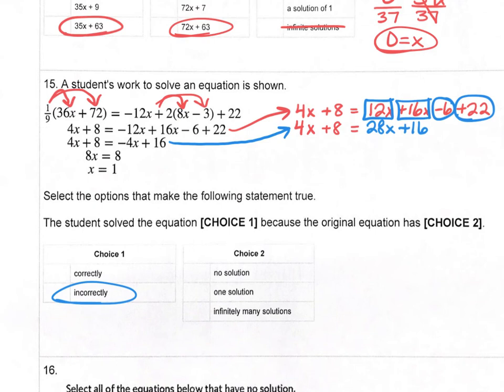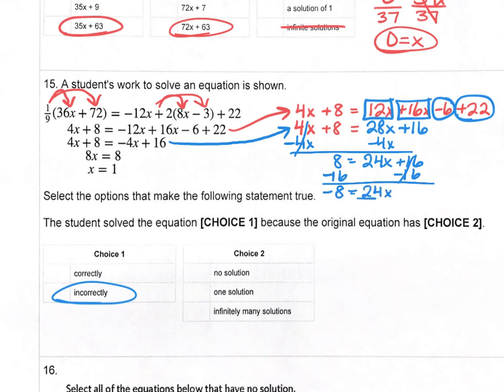But we can go ahead and continue solving. I'm going to subtract 4x from both sides to get an x term on just one side. Then we subtract 16 from both sides to get negative 8 equals 24x. Divide both sides by 24. And we get that negative 1/3 is equal to x. And so this has one solution.